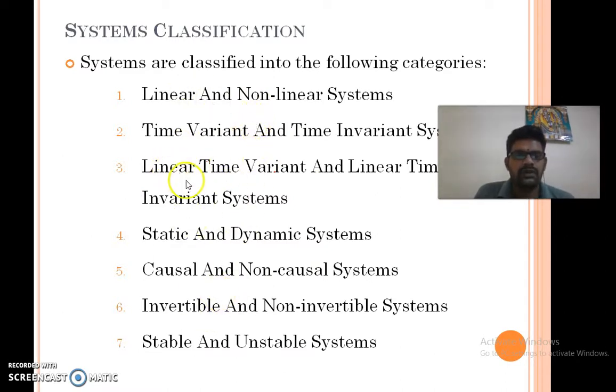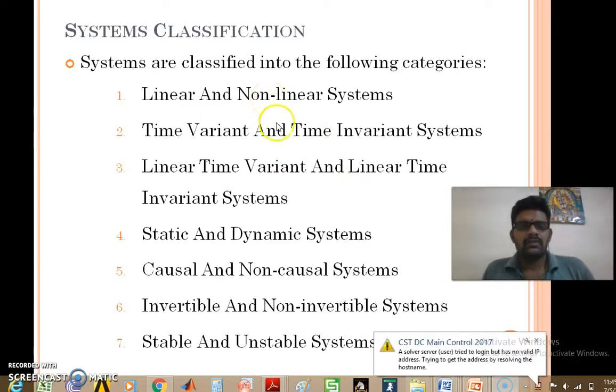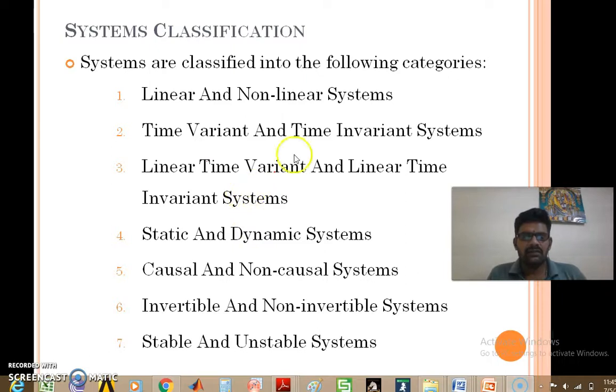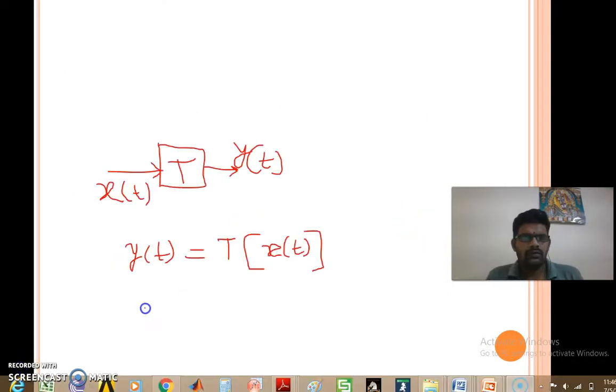For example, if you take a linear time invariant system, it has the linearity principle and time invariance. So a system which comes under this category also comes under the first two categories. Like that, all the systems in the universe can come under any one or more than one of these categories. So coming to the first one, linear and time variant, we will see.